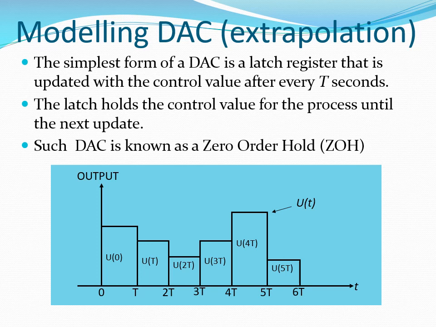If you look at the diagram, we see that at t equals 0, the value U0 is written into the latch register, and that value is maintained until time T. At time T, a new value UT is written to the latch register. That value is maintained until 2T. At 2T, another value U2T is written to the latch register. It is maintained in there until 3T. So this happens continuously as long as the DAC is running.